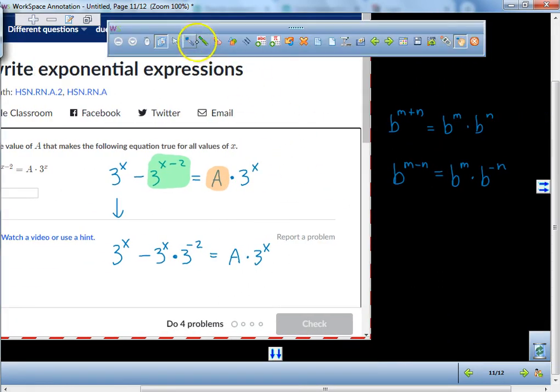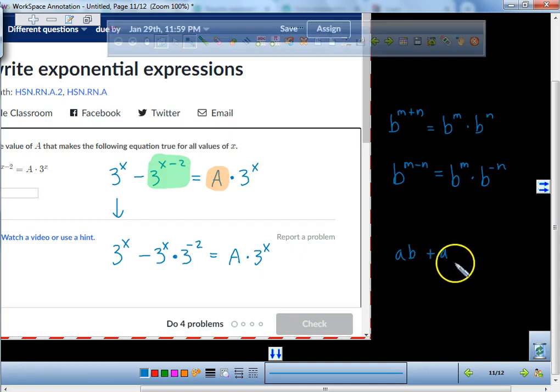Okay, so now we have to go over some quick little algebra, all right? Here we go. If I have a times b plus a, does anybody see a common factor in this little tiny binomial right here? What's our common factor of a, b, and an a? What do you think?